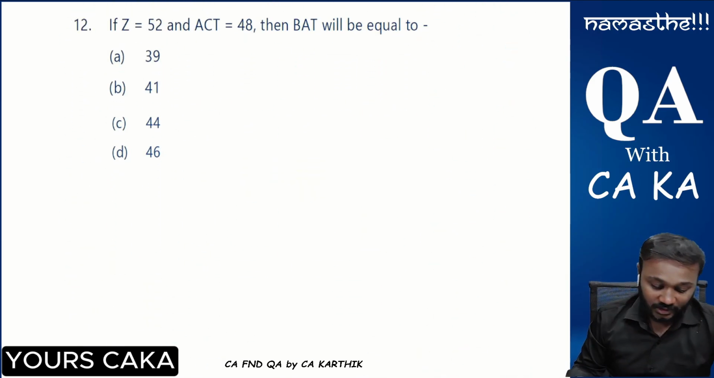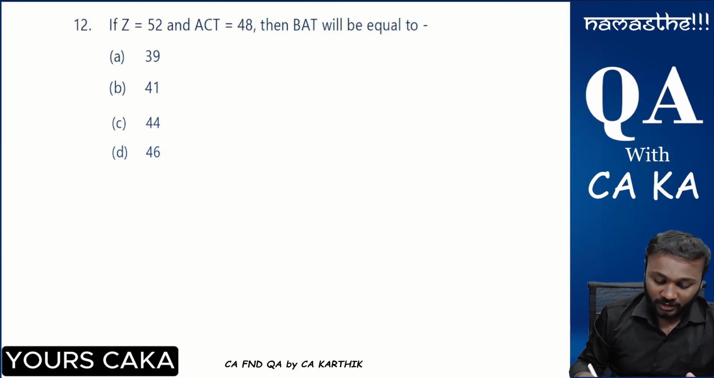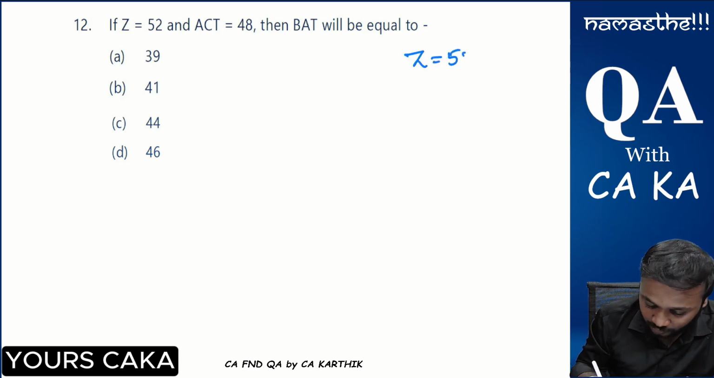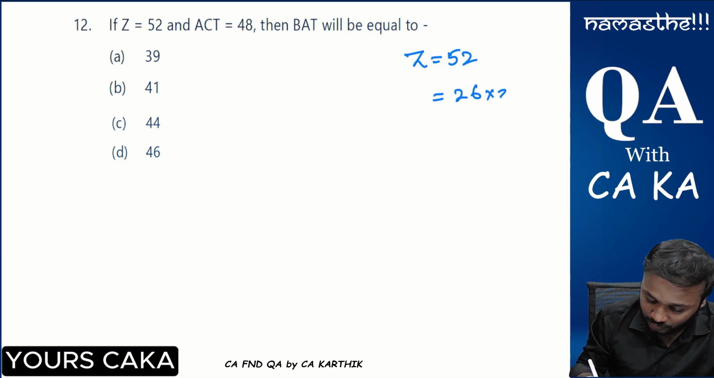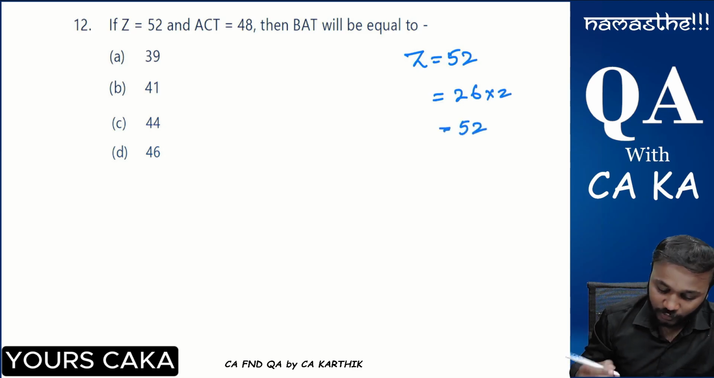Interesting and easy question, sir. If Z is equal to 52, ACT is equal to 48, and BAT will be equal to? So if you see Z is equal to 52, how did we get 52, sir? What is the Z number? It is 26 into 2, which will be 52.